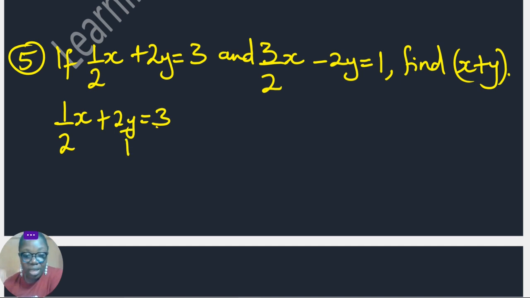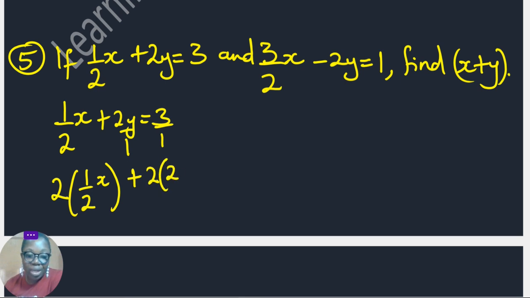So we assume all these are divisible by 1. So the LCM is 2. So multiply each term in the equation by the LCM. So that will be 2, which is the LCM, into brackets 1 over 2x plus 2 into bracket 2y equals 2 into brackets 3.